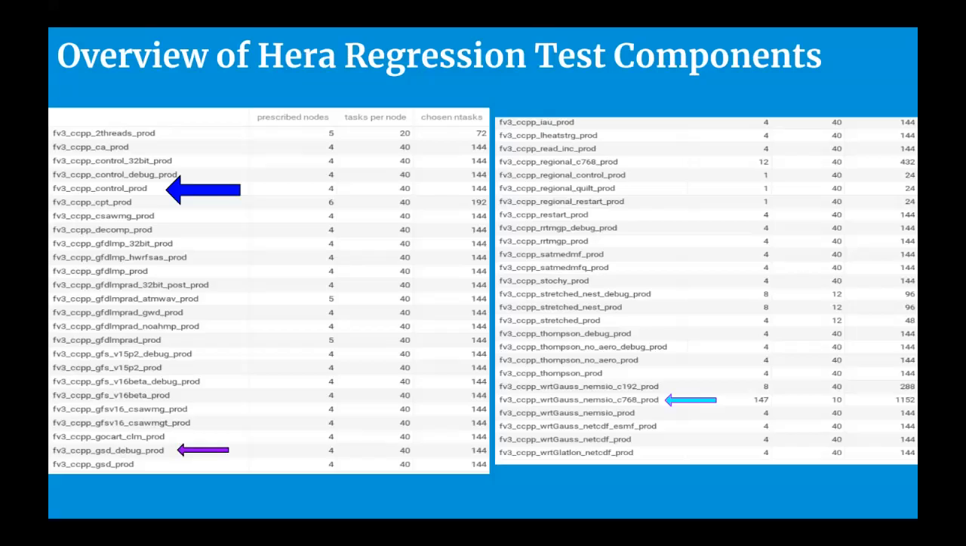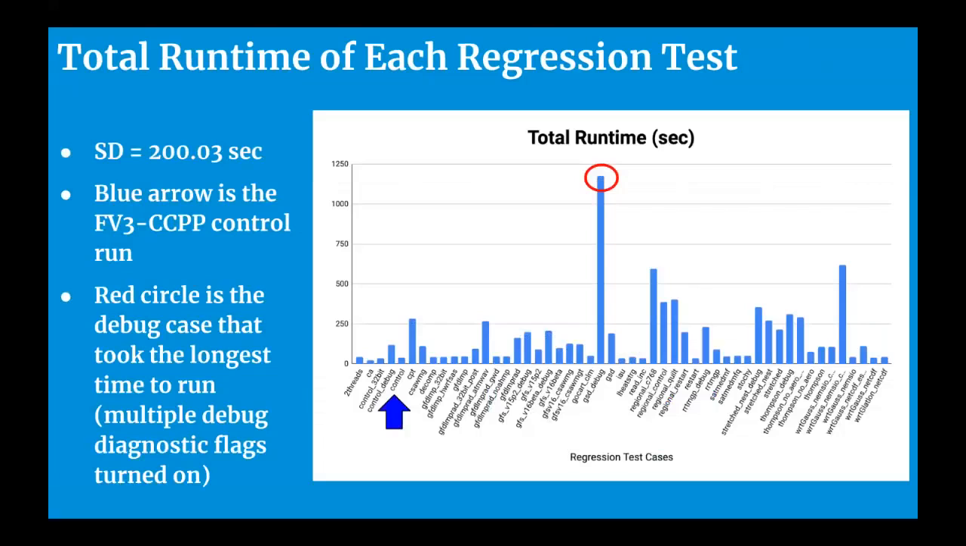We'll look more in depth at the purple arrow next, that particular debug case, since it did take the longest. And again, we can see the runtime here over on the left is the time in seconds. And so around 1,200 seconds is what that particular run took. And again, with the blue arrow, you can see that that's how long the control run took.